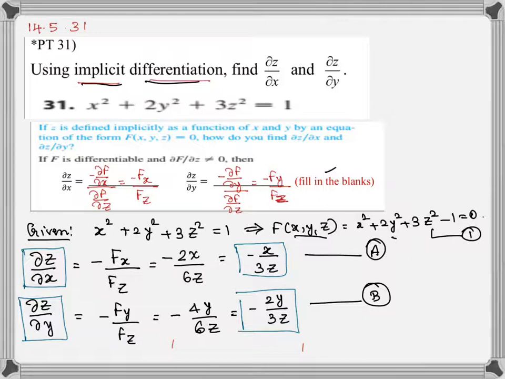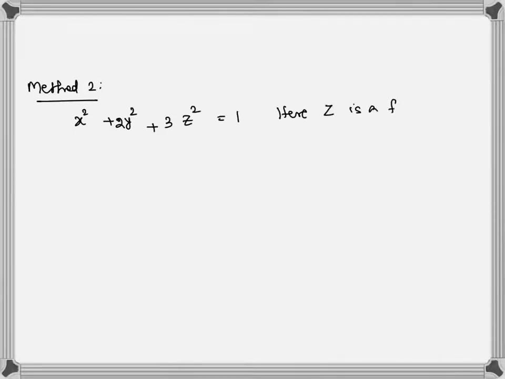Let's see how we can do this in a normal way as we did in our Calculus 1 class. This is by direct differentiation, so we'll call it method 2. Write down the given equation as x squared plus 2y squared plus 3z squared equals 1. Here z is assumed to be a function of the two variables x and y.